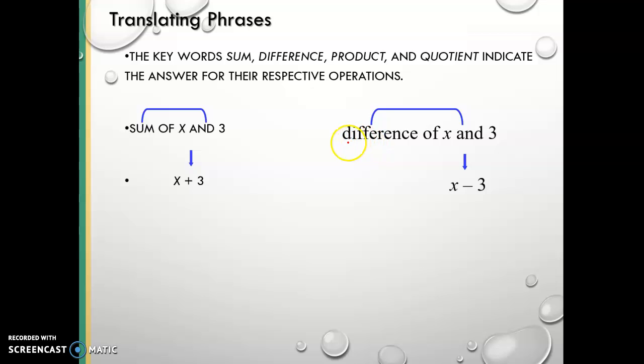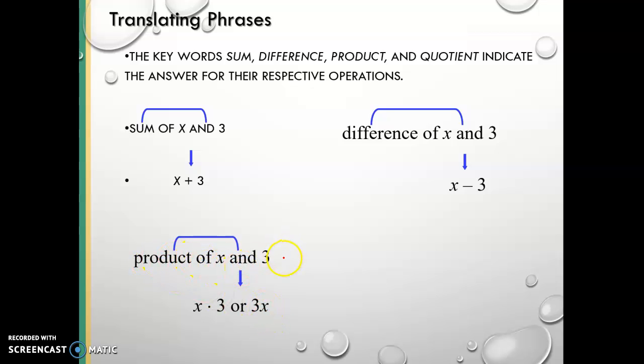Okay? So whatever word comes first, it should be the operation. Okay? The "and" will be replaced. Here, sum, then "and" is replaced by addition. Here, difference, and "and" is replaced by subtraction. Okay? Then product of x and 3. So yeah, we know the symbol for the product, multiplication, it's the dot, or simply put them together, right?